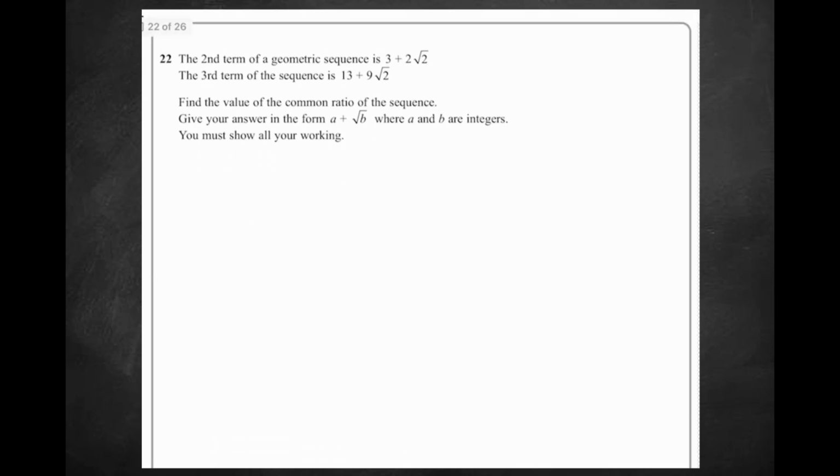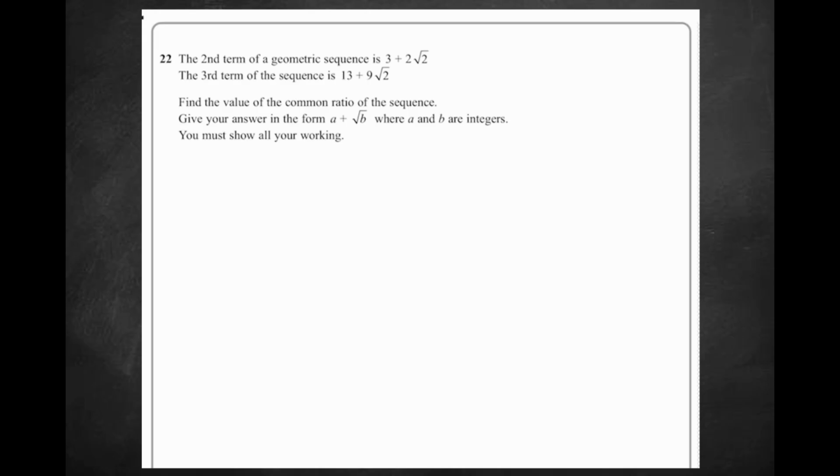Question number 22. The second term in a geometric sequence is 3 plus 2 root 2. The third term is 13 plus 9 root 2. Find the value of the common ratio of the sequence. Give your answer in the form a plus root b, where a and b are integers. You must show all your working.